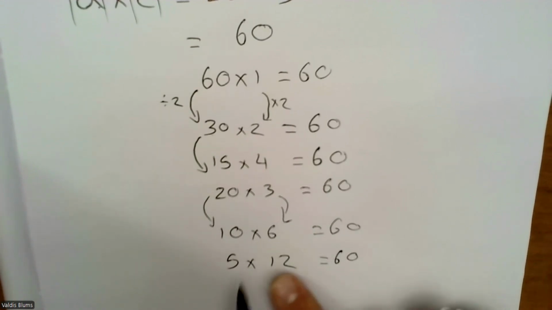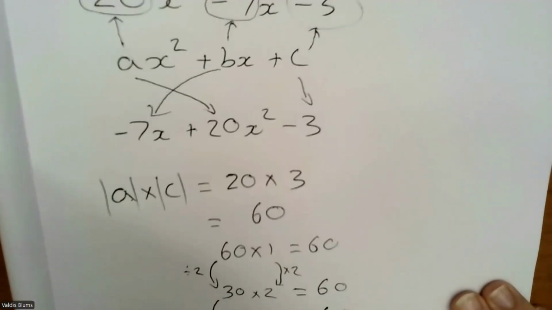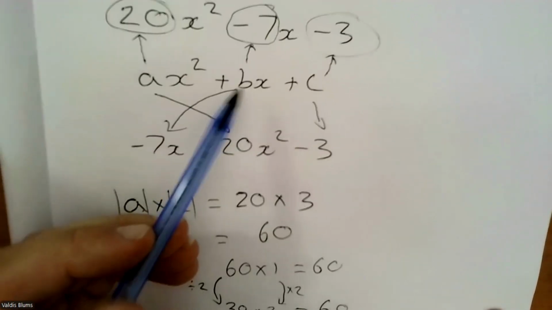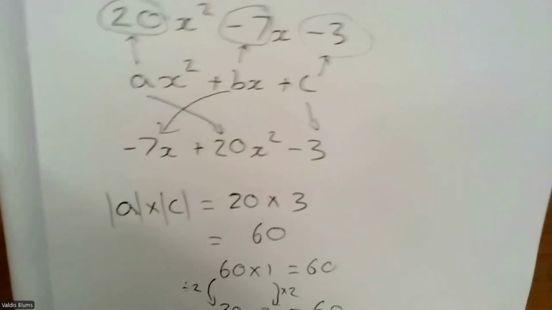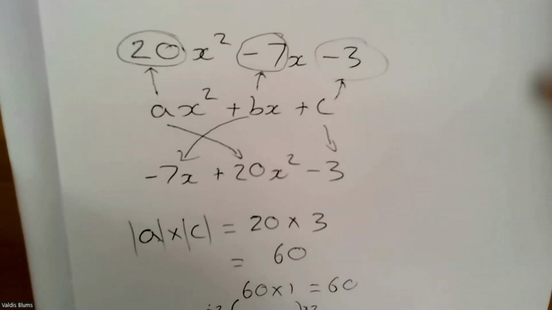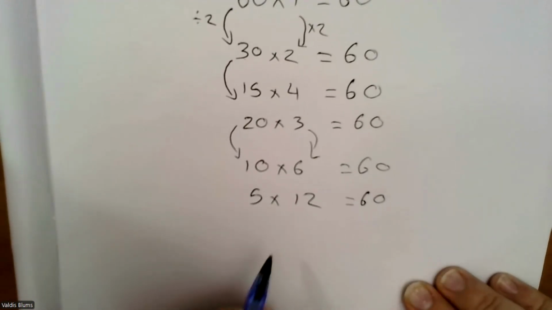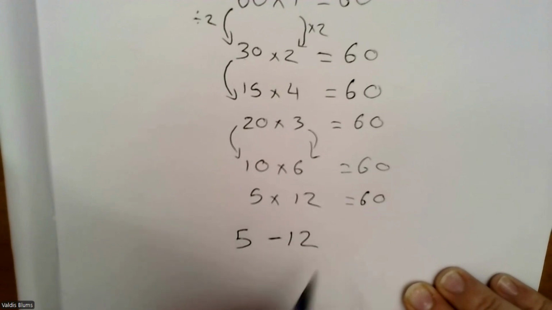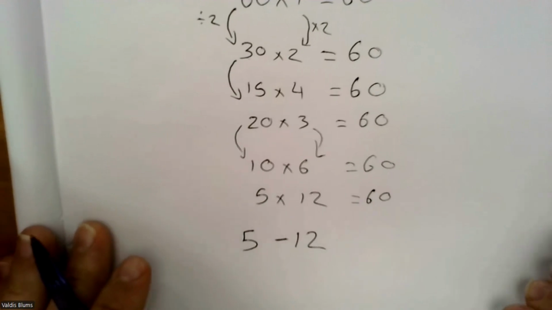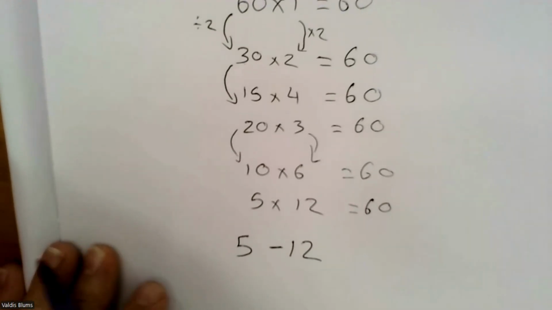Now this one here, 5 and 12, the difference of those two is 7. So we're after a -7, so we might use a +5 and a -12 to get to -7. So let me rewrite this on the next page.